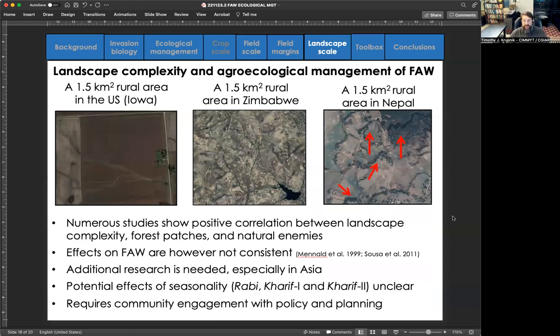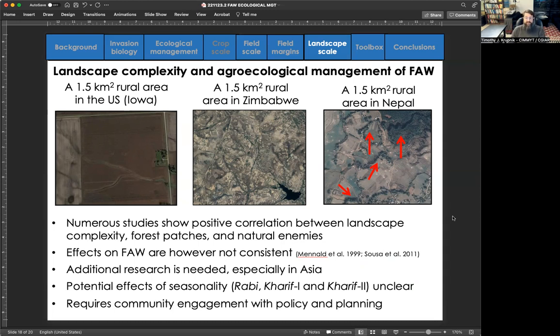Landscape complexity and agroecological management of fall armyworm is also important, as we've moved from crop to field scale, to talk about fields and between-field interactions, now thinking about landscape scales. You see the large differences that we see in landscapes, for example, where you see satellite images here of a 1.5 square kilometer area in the United States. That's a single farm. Or in Zimbabwe, where you see large collections of multiple farms, or moving to Nepal, an area where I've worked on fall armyworm a little bit, where you see multiple fields, but also the interspersion of agroforestry and habitat, as I just discussed.